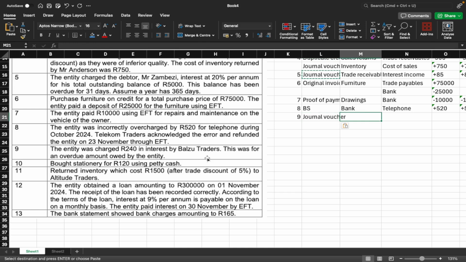And you can tell here this is going to be interest expense. And interest expense, as the word suggests, is an expense account. And remember, our expenses increase on the debit side. Remember our acronym once again.